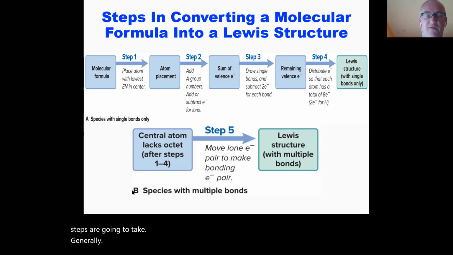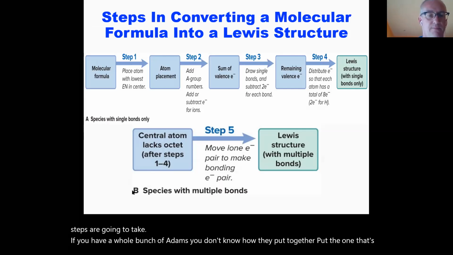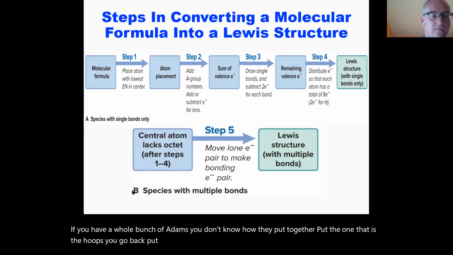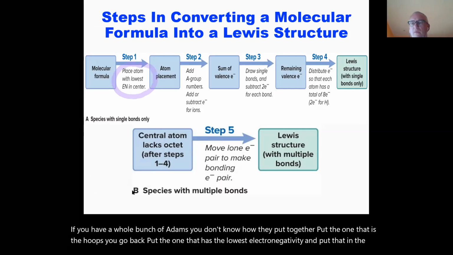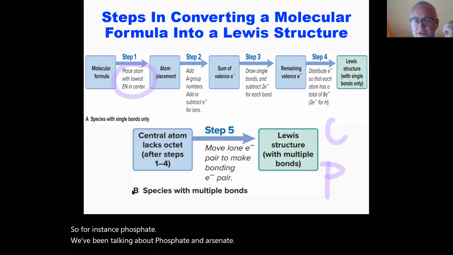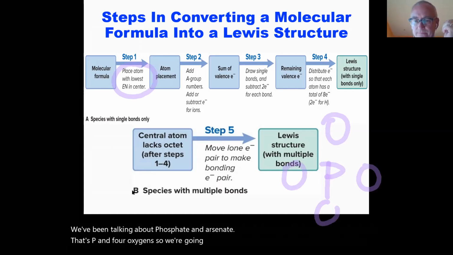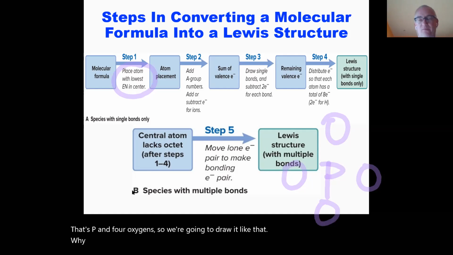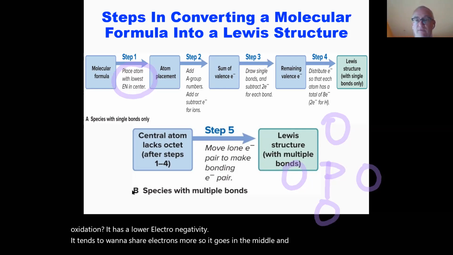Generally, if you have a whole bunch of atoms and you don't know how they go together, put the one with the lowest electronegativity in the middle. So for instance, phosphate. We've been talking about phosphate and arsenate. That's P and 4 oxygens, so we're going to draw it like that. Why does phosphorus go in the middle? Well, because there's only one of them, but it also has a lower electronegativity. It tends to want to share electrons more. So it goes in the middle, and the oxygens surround it.